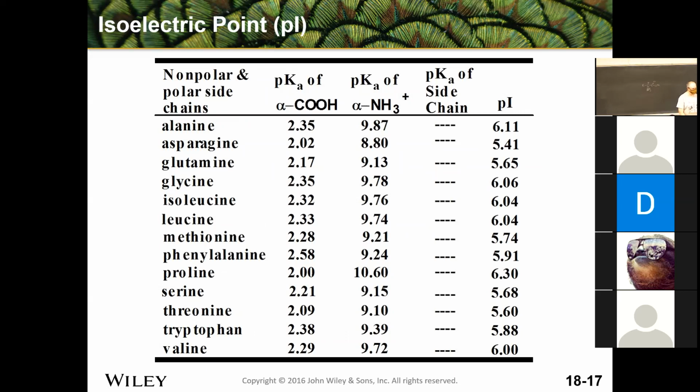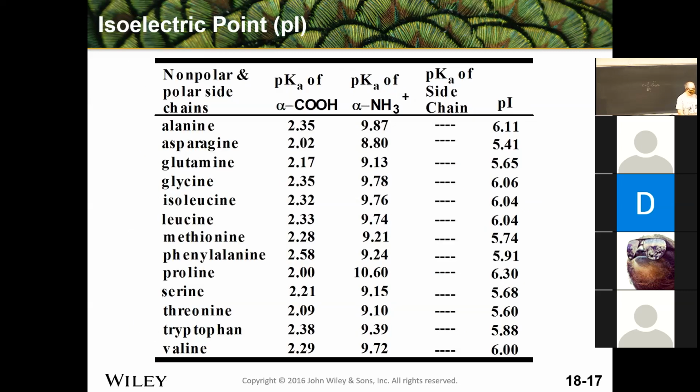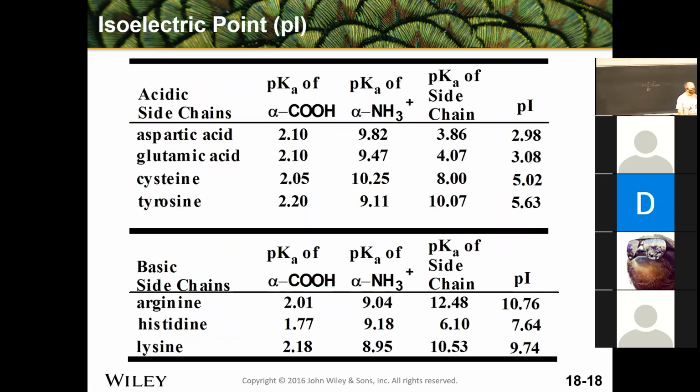Okay, here's another table of the isoelectric pHs. These are for polar and non-polar side chains. Okay, notice that most of them are around 6. For acidic side chains, they are lower. The isoelectric point is lower.